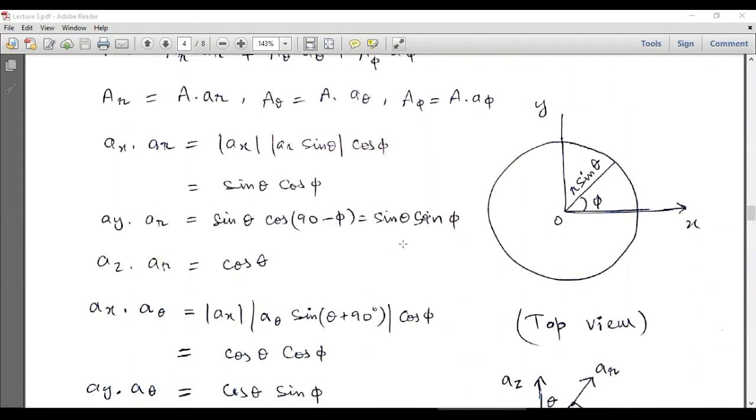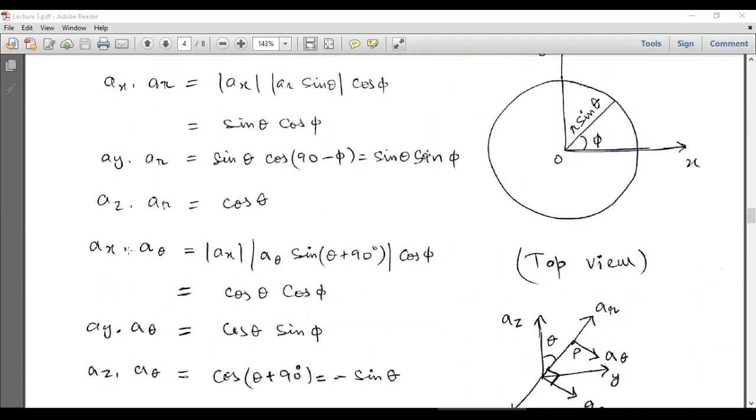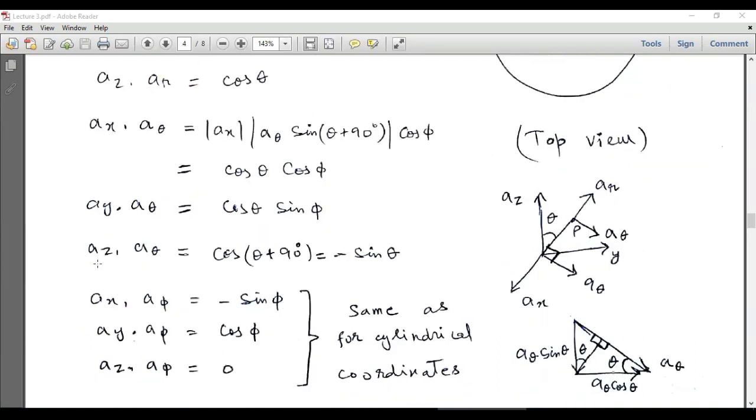As a result, we will have cos phi for AX dot A theta and we will have sine phi for AY dot A theta, as we had these values for the AX dot AR and AY dot AR products. So here we had cos phi and here we had sine phi. Again we have cos phi and sine phi, and this is sine theta and here we have cos theta. Now AZ dot A theta is equal to minus sine theta.